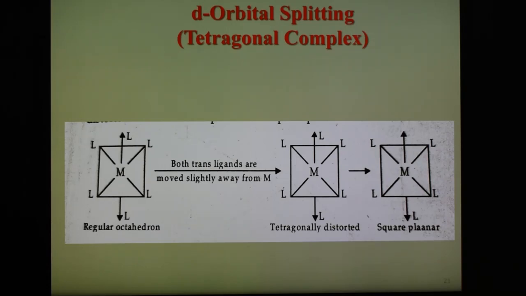In a tetragonally distorted octahedral complex, since the distance of the trans ligands from the central metal ion is increased by moving them away along the z-axis, the dz square, dxz and dyz orbitals experience less repulsion as compared to the dxy and dx square minus y square orbitals. Therefore, the energy of the dz square, dxz and dyz orbitals decreases, while that of the dx square minus y square and dxy orbitals increases. Some examples are also there: MnF3 and CrF2 are tetragonally distorted octahedral structures.